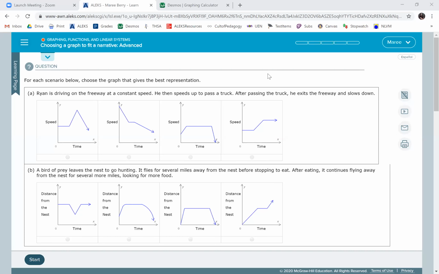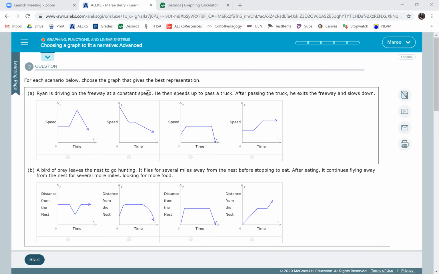So we're going to read a situation and then pick a graph that goes with it. Just remember that time always moves forward. When we talk about speed or distance, we're going to use positive and negative slopes, and slopes that are zero if it's holding steady. So let's look at this first one.